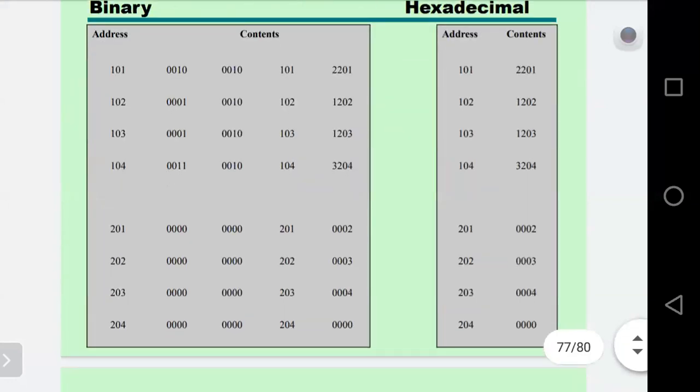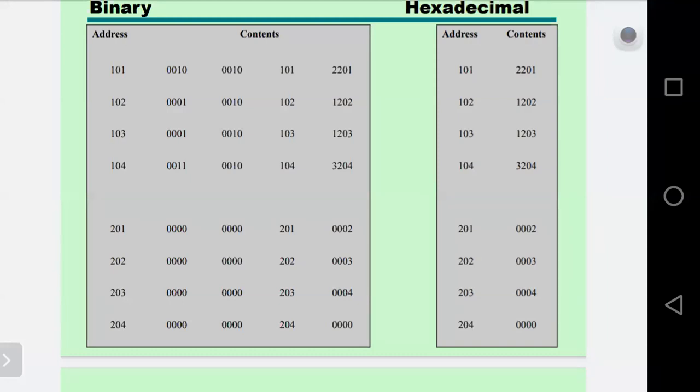So here is an example. The first one is binary. Now imagine you are implementing a program. Nowadays in Python, if you want to implement a program for addition, within 2 to 3 lines you can easily implement it, right? But if you are implementing a program in binary, imagine how difficult it would be for you. These 101, 102, 103, 104 are the instructions, and 201, 202, 203, 204 are the addresses for the data.